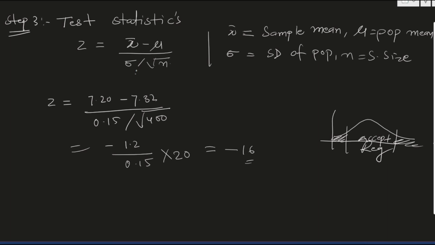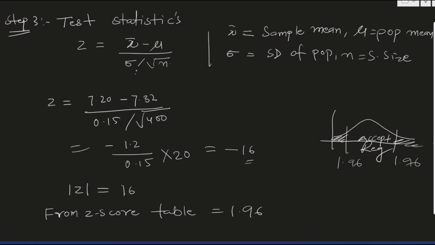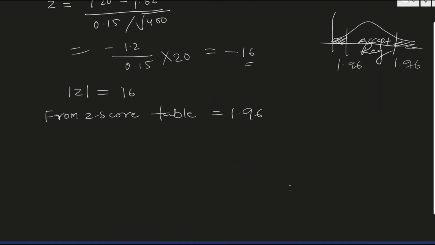In this case, this will be 1.96 and minus 1.96. See, why is it 1.96? When we take the absolute value of Z, it will be 16, right? And from the Z score table, the critical value is 1.96.